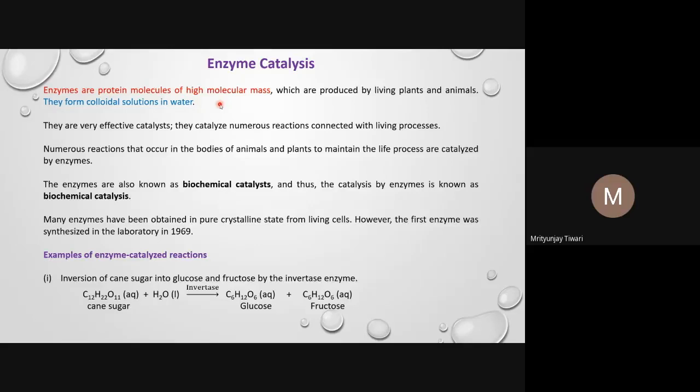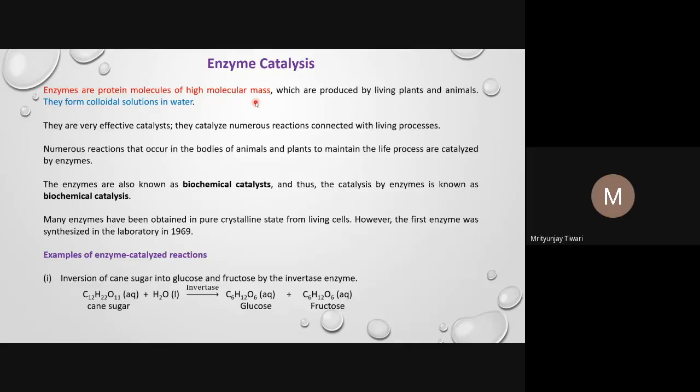This has a carbon atom, and the carbon atom is associated with one carboxylic group, one amine group, and one R alkyl group attached to it. So this structure is called an amino acid. There are 20 types of amino acids, and with different combinations they form one protein. So enzymes are protein molecules of high molecular mass, which are produced by living plants and animals.